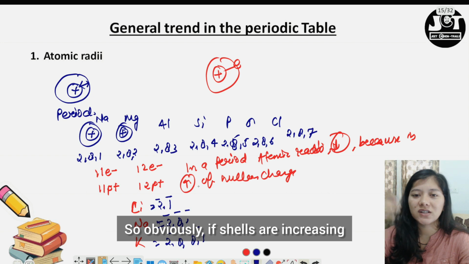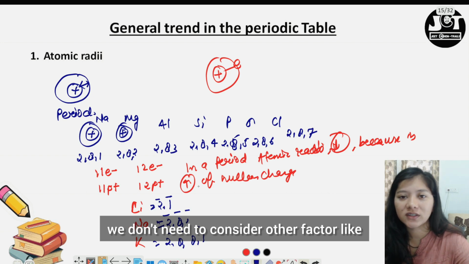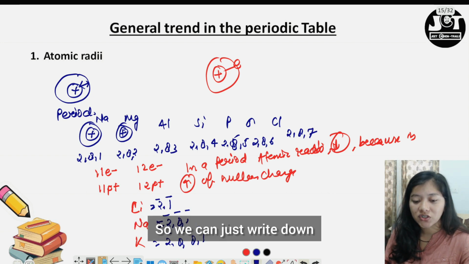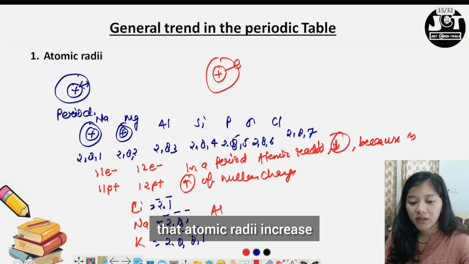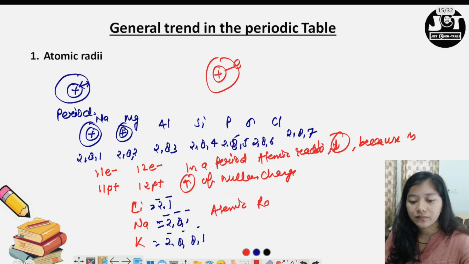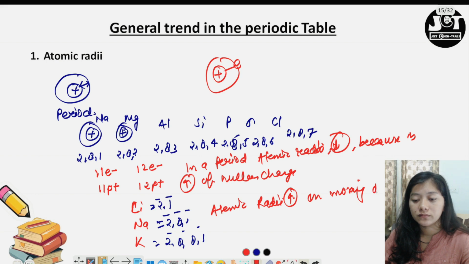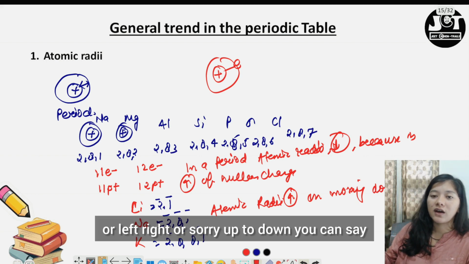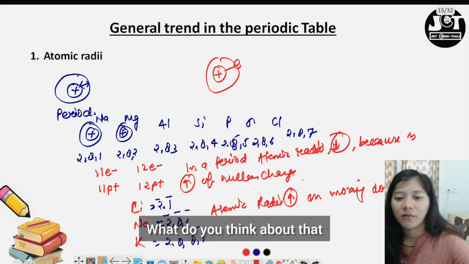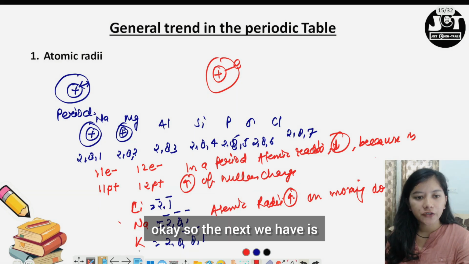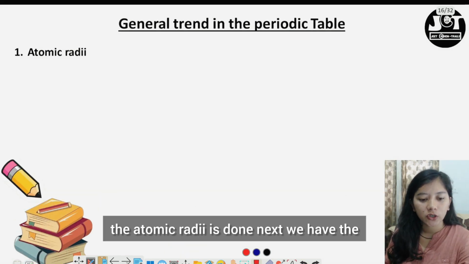So obviously if shells are increasing, we don't need to consider factors like the shielding effect. So we can just write down that atomic radii increase on moving down, sorry, from up to down, you can say. What do you think about that? Okay, so atomic radii is done.